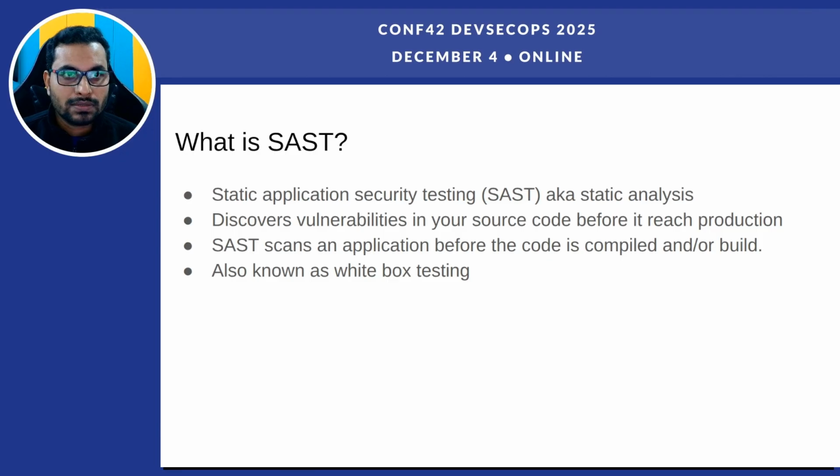So, what is SAST? It is static application security testing, also known as static analysis. What it does is discover vulnerabilities in your source code before it reaches production. SAST can scan an application before the code is compiled or built. It is also known as white box testing because the tool has access to the original source code.